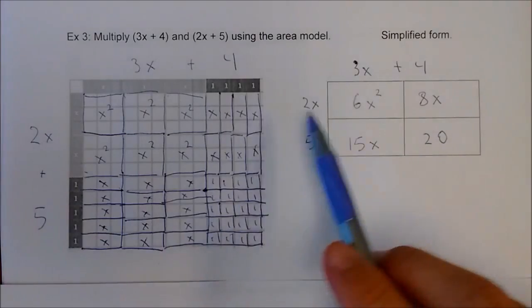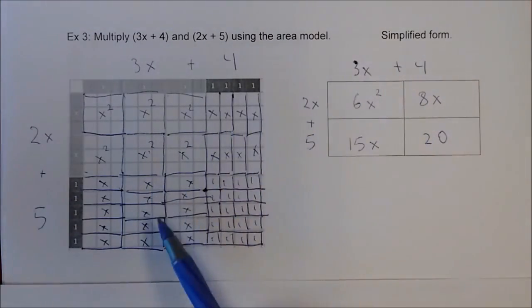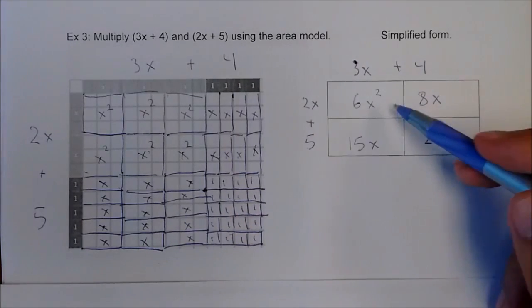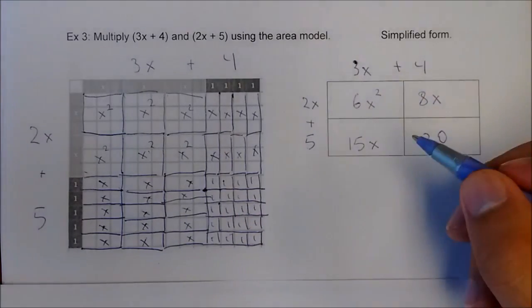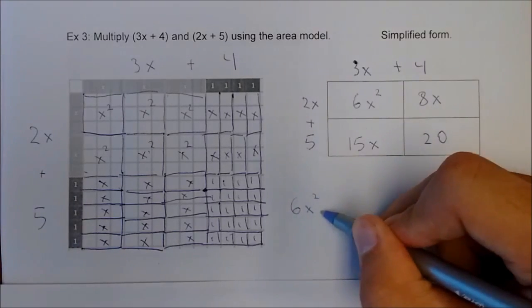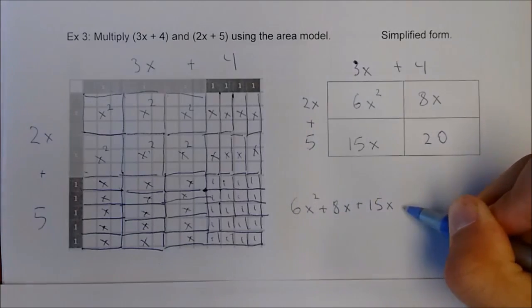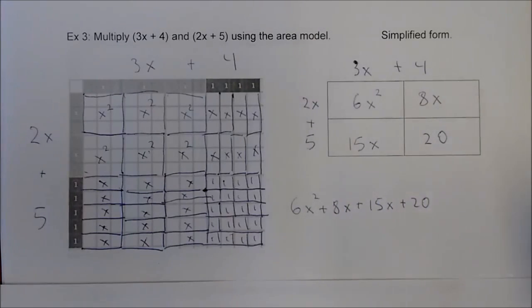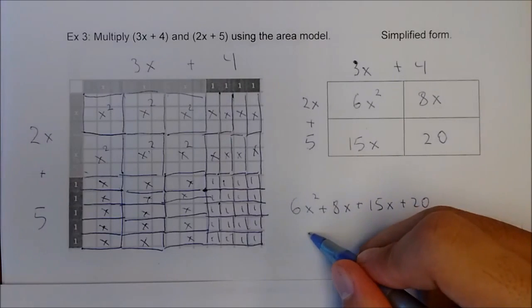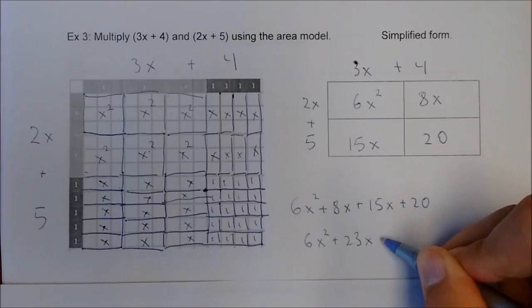And notice that these all match up. We have 6x squared blocks here, 8x blocks here, 15x blocks here, and 20 blocks on the bottom. And if we add these four numbers as we did before, we have 6x squared plus 8x plus 15x plus 20, and these are like terms, so we can group them to 6x squared plus 23x plus 20.